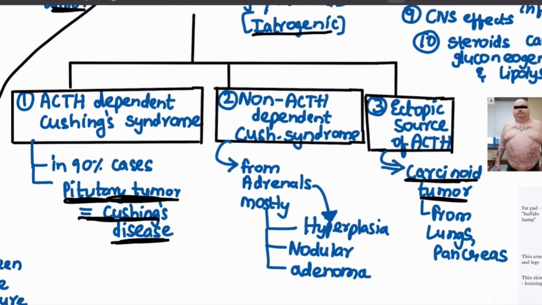Next, non-ACTH dependent Cushing syndrome. It is due to the adrenal glands mostly, where due to adrenal hyperplasia, nodular adenoma is seen. Ectopic source of ACTH is due to carcinoid tumor from lungs and pancreas.